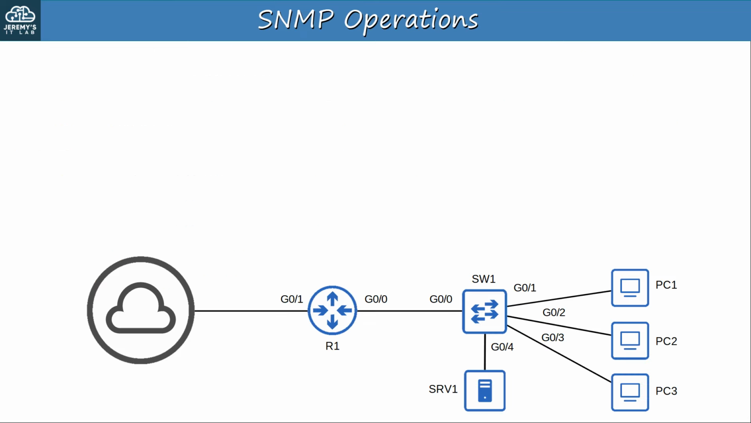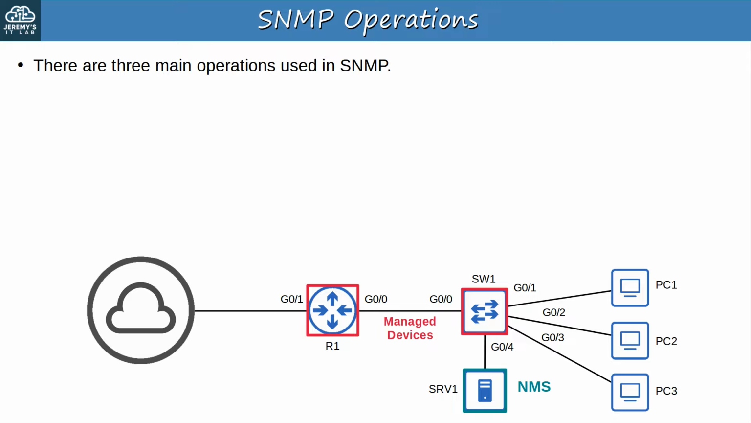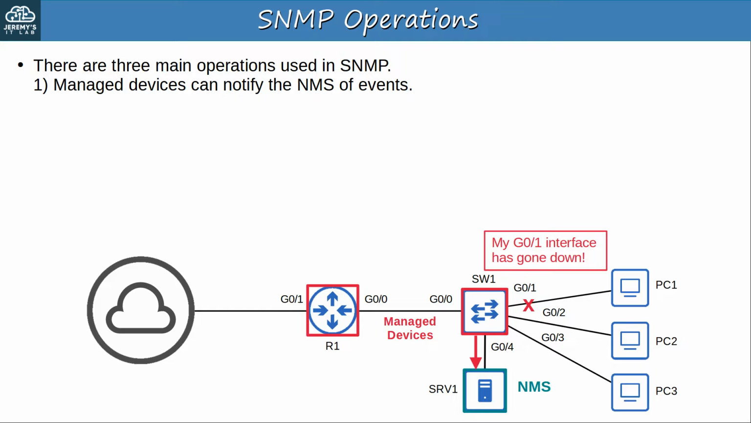Let's look more at how SNMP works. In this network, server 1 is the NMS, Network Management Station or System. We're using SNMP to manage R1 and Switch 1, so they are the managed devices. There are 3 main operations used in SNMP, 3 main ways SNMP can be used to help manage a network. The first one is that managed devices can notify the NMS of events. For example, perhaps Switch 1's G0/1 interface had a hardware failure and its status changed to down. It can send an SNMP message to the NMS, server 1, telling it that the G0/1 interface has gone down. The actual SNMP software on the server, or the NMS, might be configured to notify the network administrator to inform them of this event, for example.